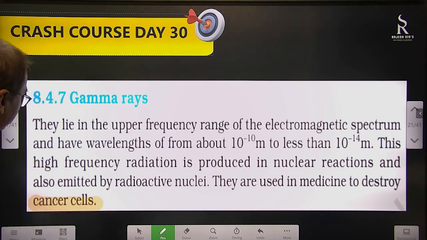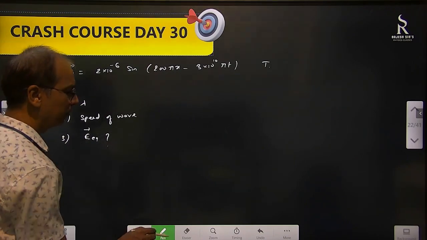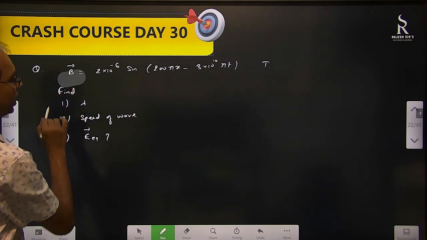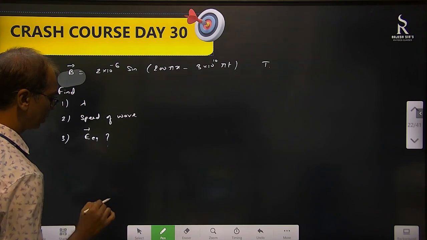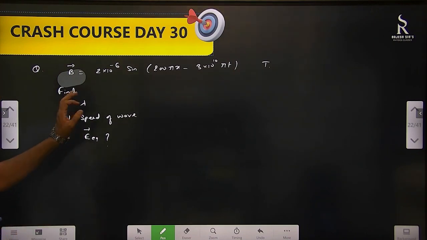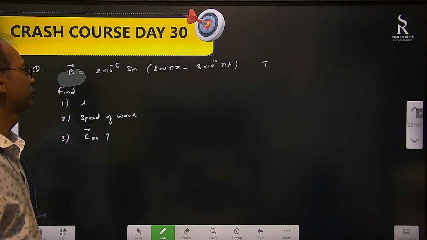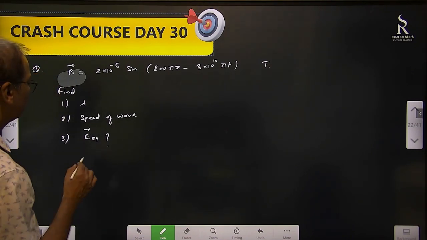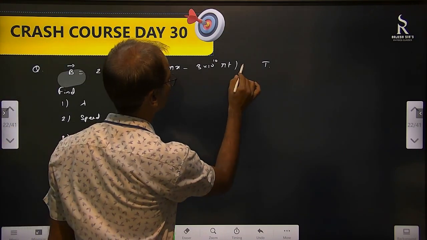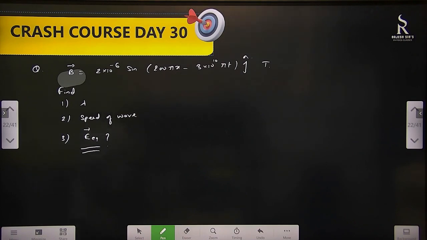Now let's see what numericals are asked on electromagnetic waves. The question is: magnetic field is 2 into 10 to the power minus 6 sine of (200 pi x minus 3 into 10 to the power 10 pi t). Find lambda, find the speed of the wave, and find the electric field wave also. What we'll do is, this is moving along the x-axis, and I will make the magnetic field vibrate along the y-axis. Then only we can find it, otherwise it will be difficult, right?